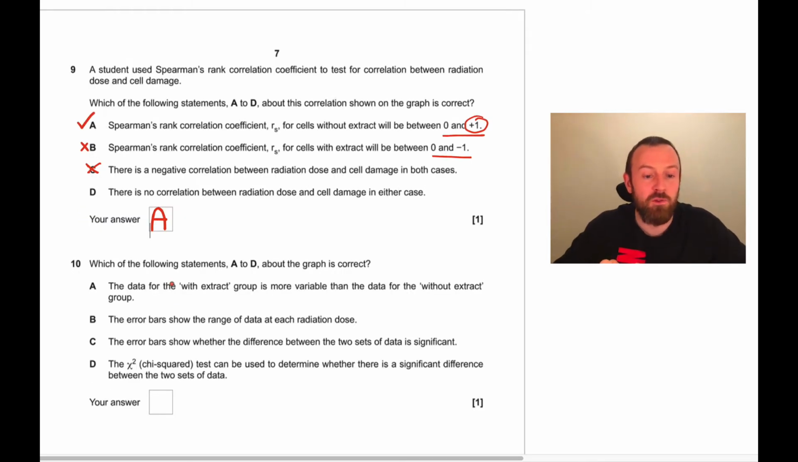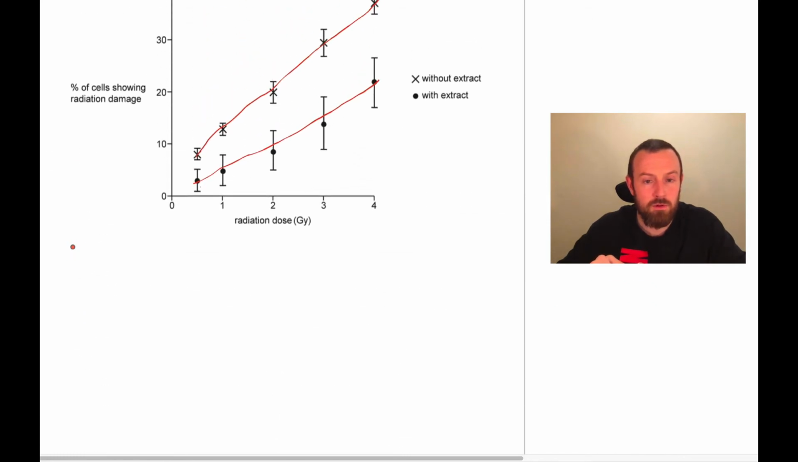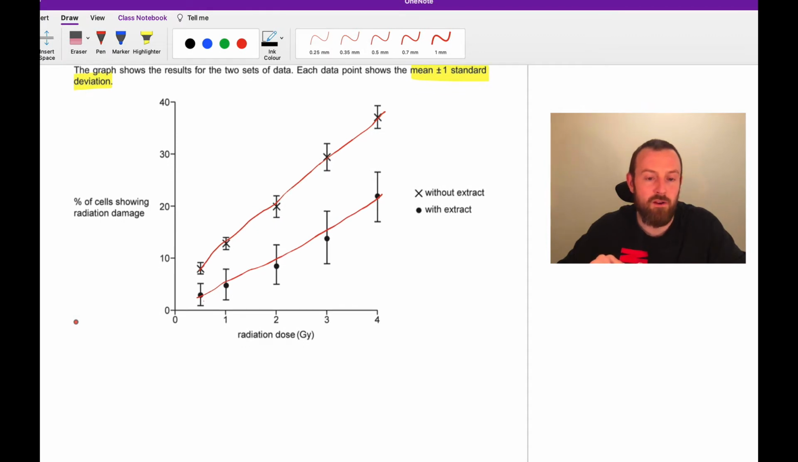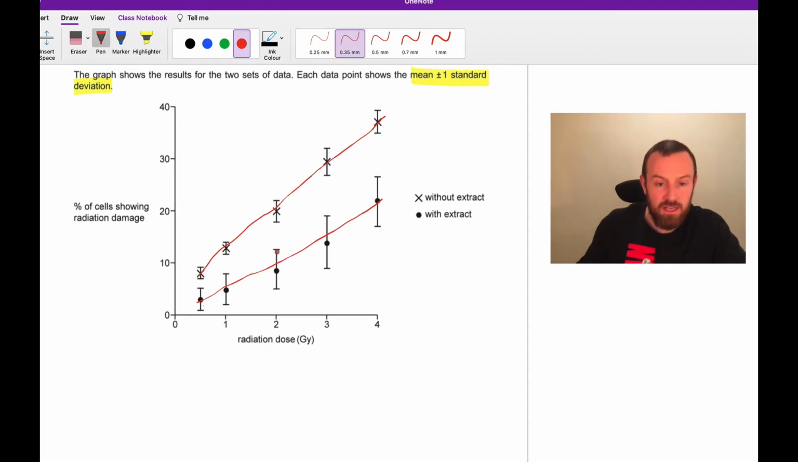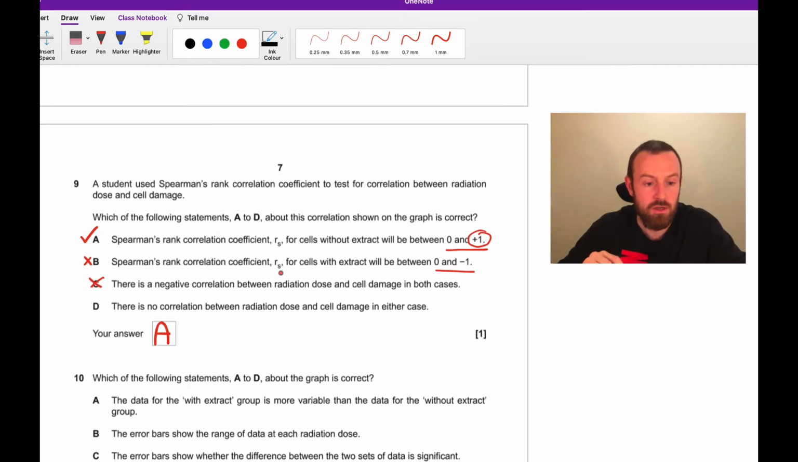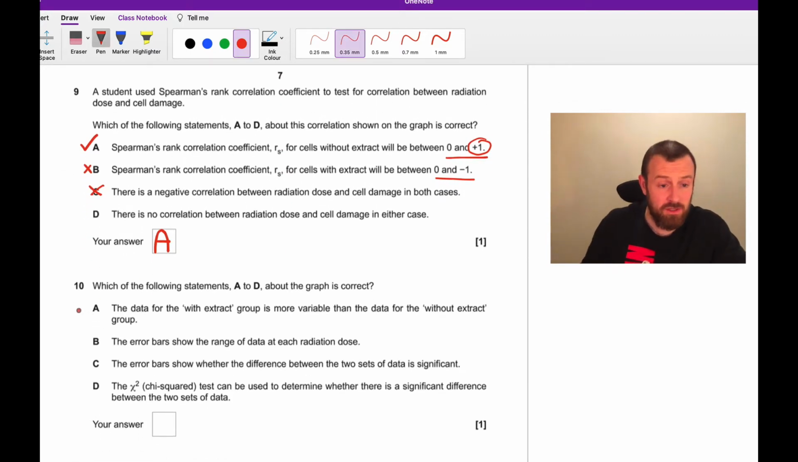Question 10. Which of the following statements, A to D, about the graph is correct? The graph for the with extract group is more variable than the without extract. Okay, which is more variable? Yes, the with extract is more variable. Look at the size of these bars here. For example, this bar is pretty big compared to this bar, which is smaller. So definitely with extract has higher variation. So I guess we just go straight to A. Is that right? Yes, it is right, but let's check the other ones.